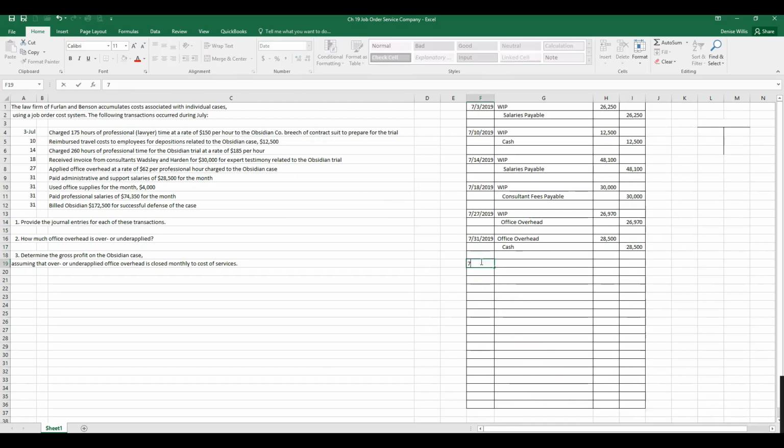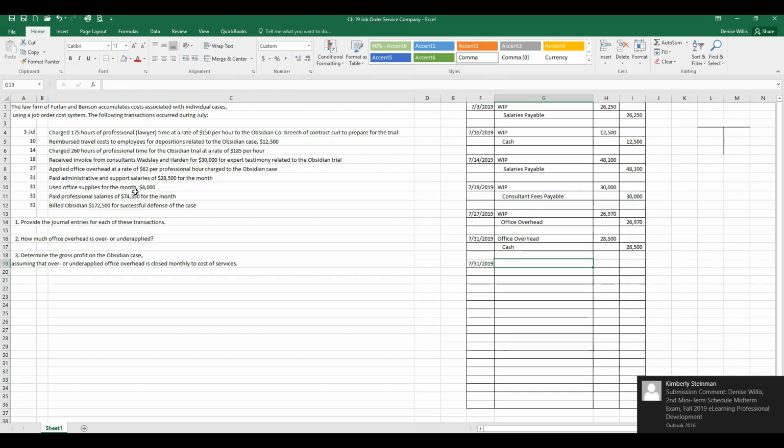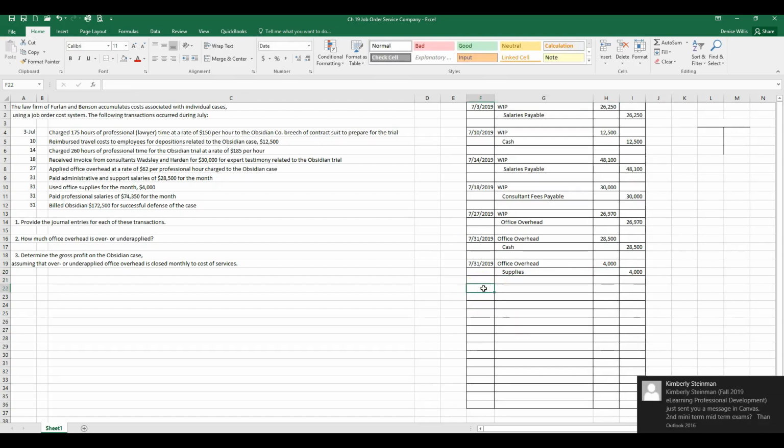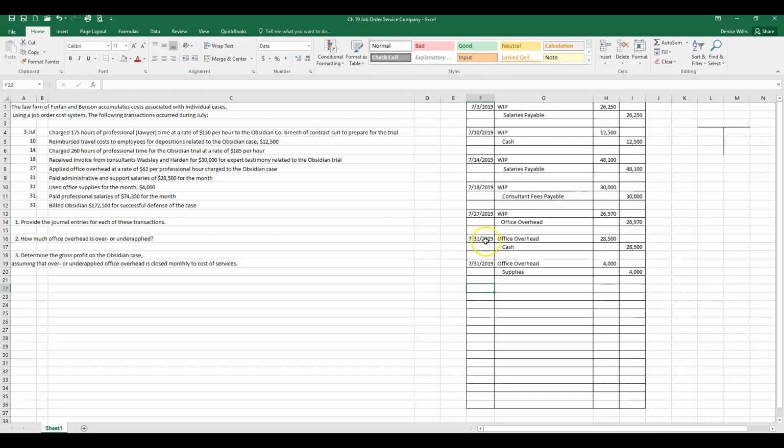Okay. Now let's move to the second one on the 31st. It says we used office supplies for the month of $4,000. So we are going to take those office supplies. These are actual amounts that are charged to office overhead again. Okay, and it's $4,000. And what did we use up? We used up supplies. So we took them out of supplies, put them into office overhead. Notice it is not a supplies expense, because we are putting all this into the overhead in this job order system. That's the first one, second one.